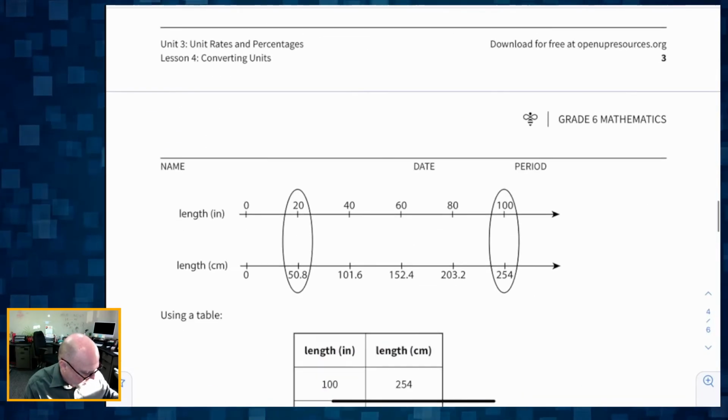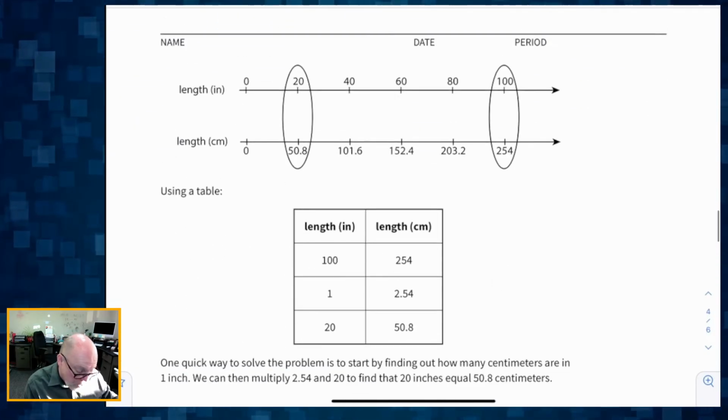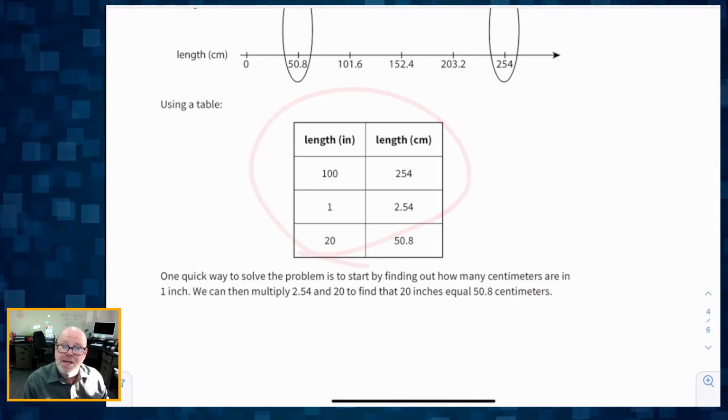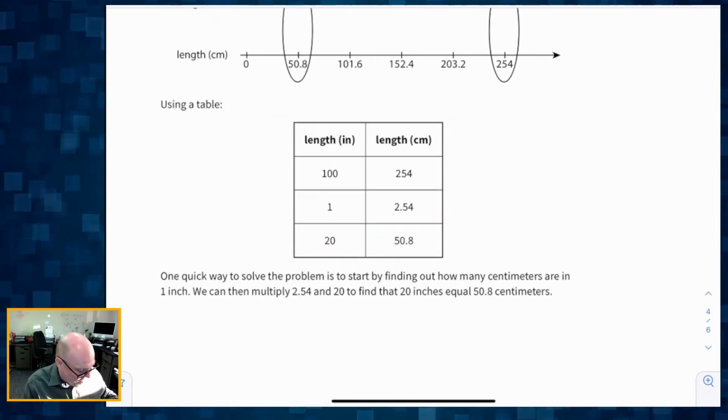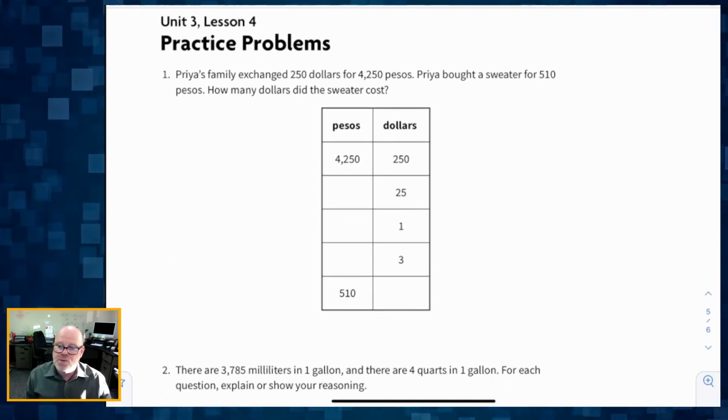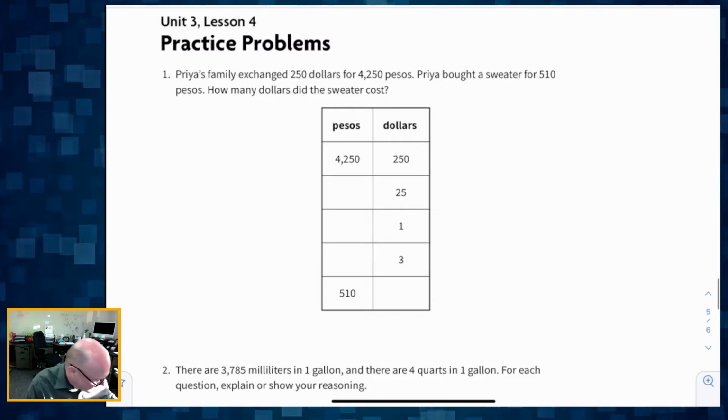All right, so there's our lesson summary. Once again, we could be using double number lines. I'm a tables kind of guy, so I'm going to keep using tables, but we could absolutely use number lines. Nothing wrong with number lines. All right, let's jump into some practice. It's been about 15 minutes.